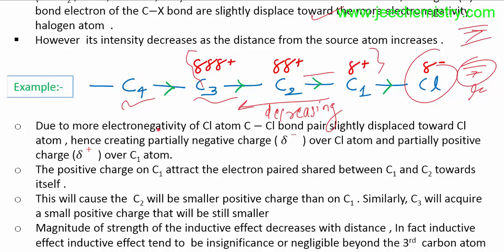Due to the more electronegative chlorine atom, the C–Cl bond pair is slightly displaced toward the chlorine atom, hence creating a partial negative charge over the chlorine atom and a partial positive charge over the C1 atom. So this has a partial positive charge and that a partial negative charge. All these things I have explained are written here.